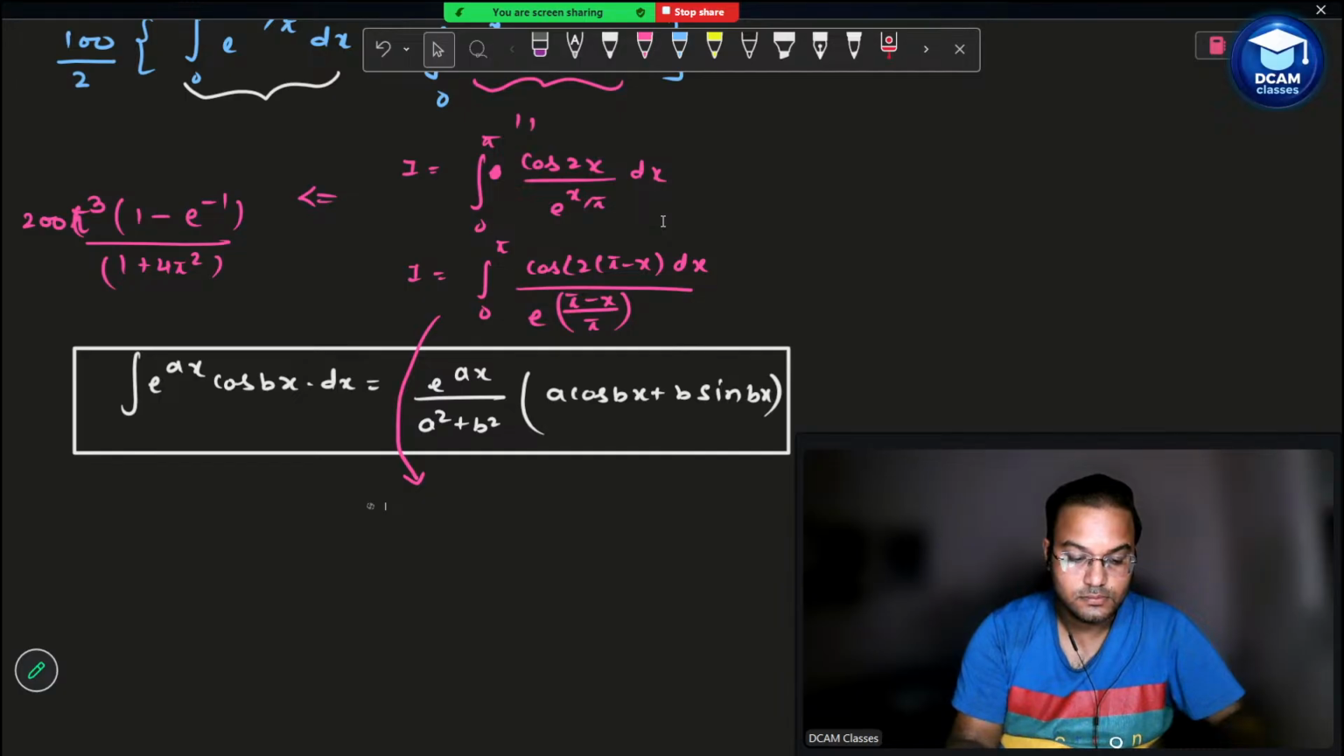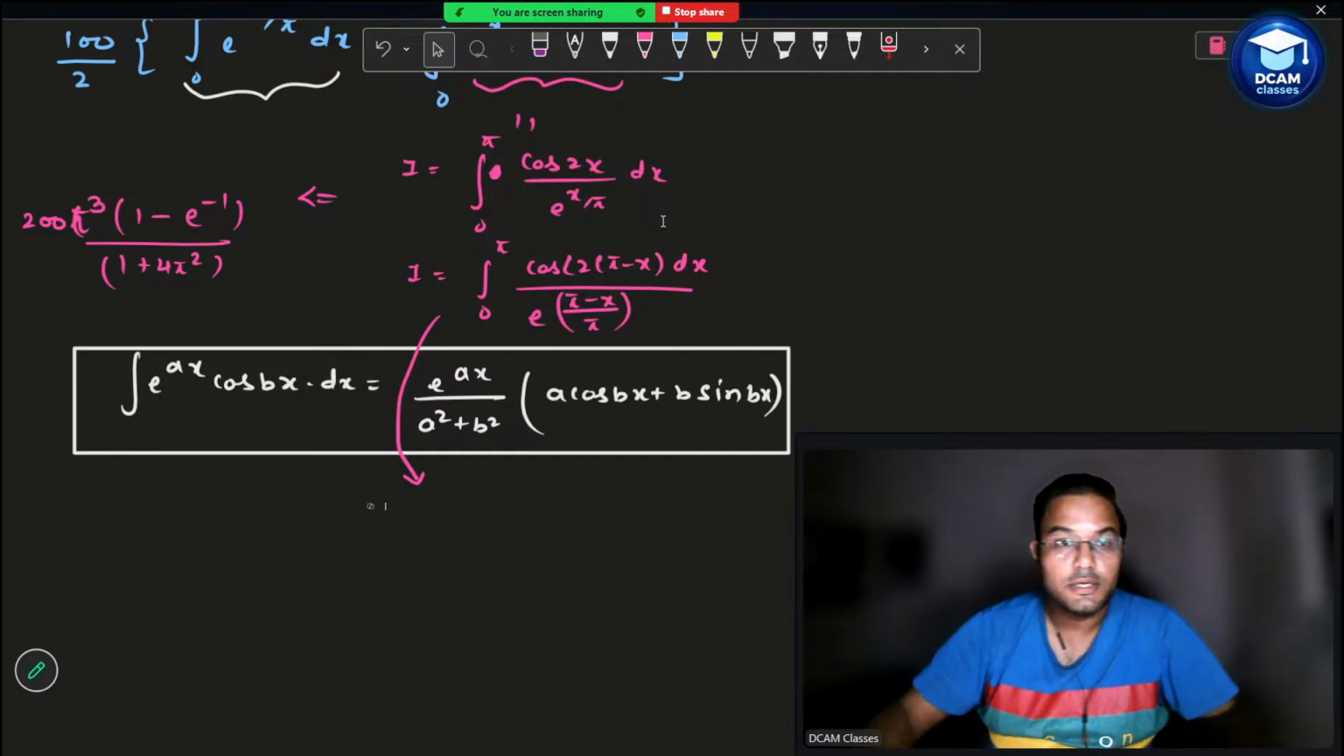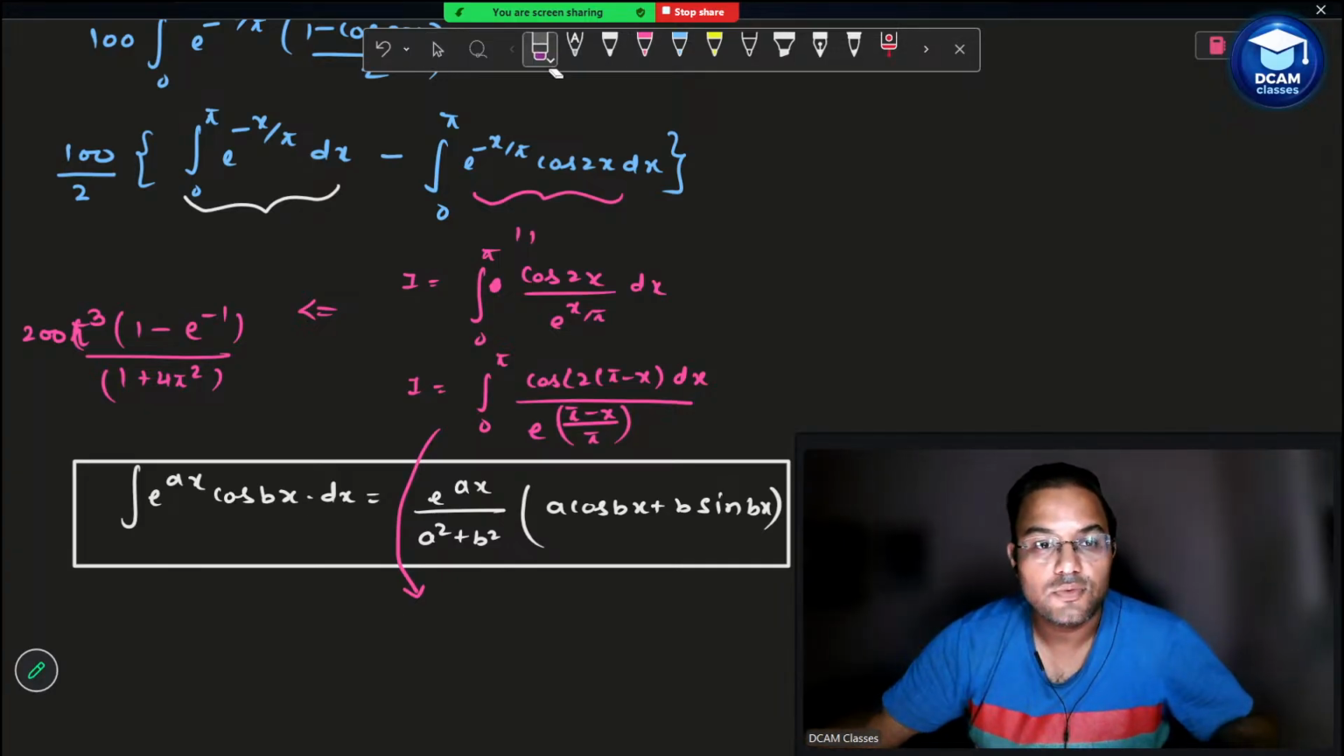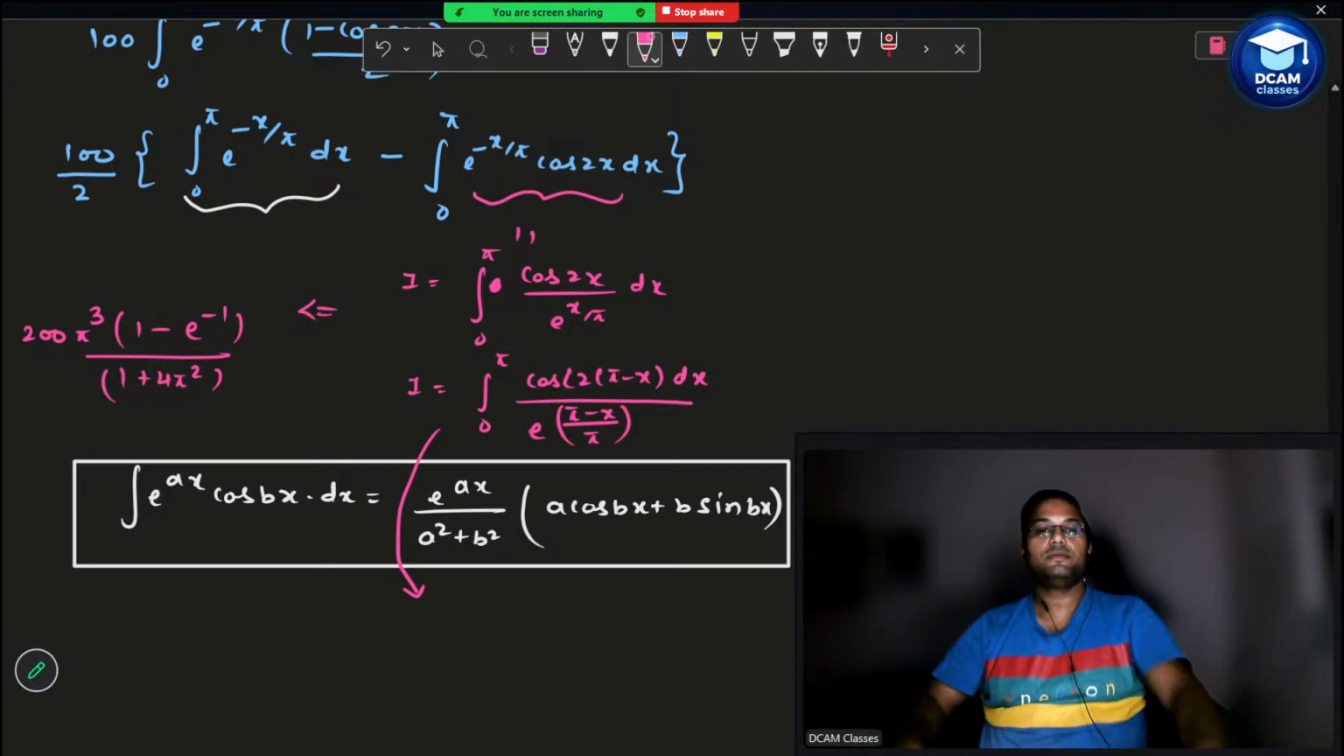So what should be the result? The final result should be this: 200 into pi cube into 1 minus e power minus 1 by 1 plus 4 pi square.